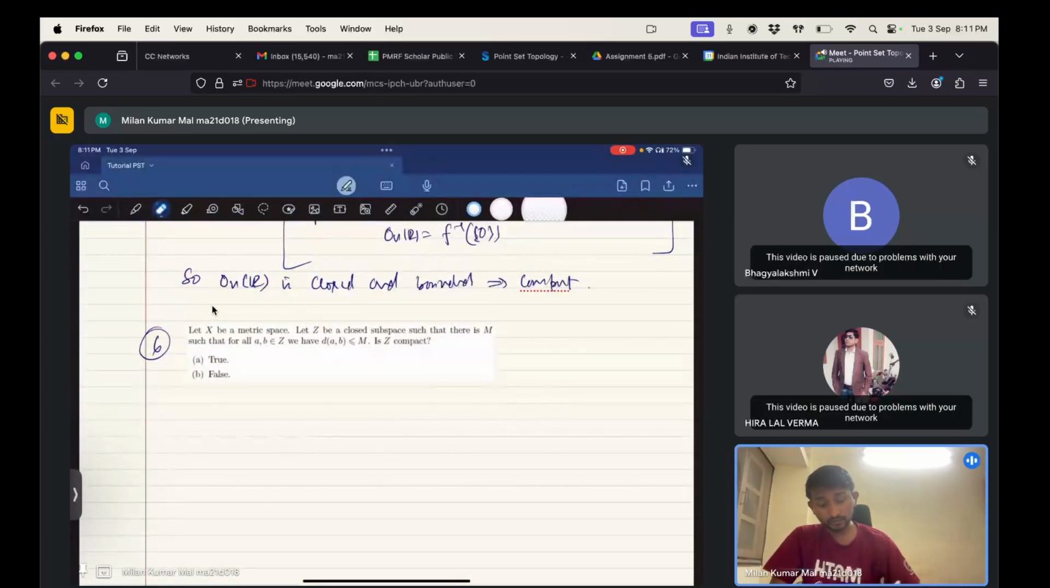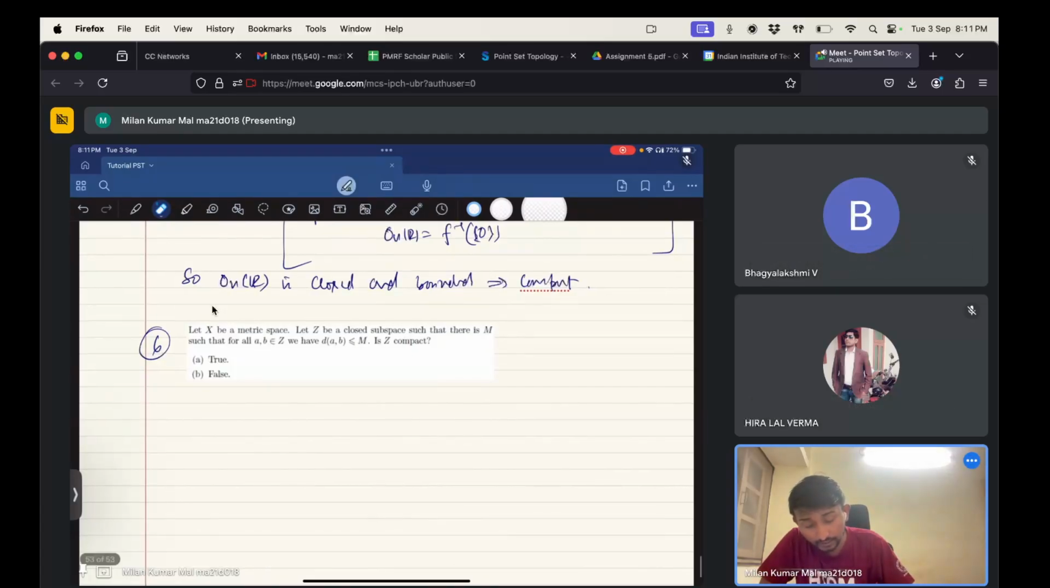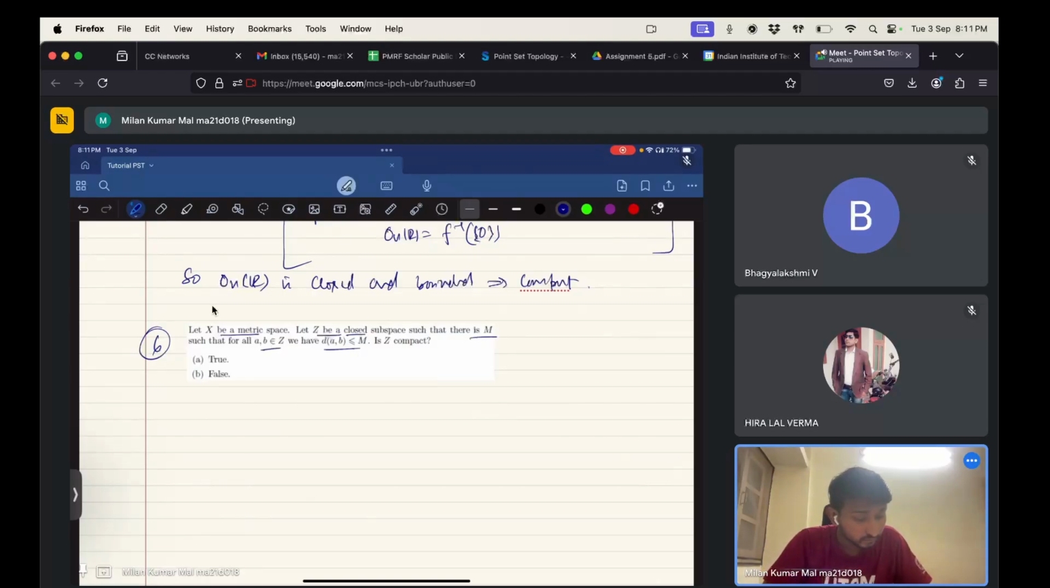This is the example of what I am saying: if I take a metric space and a set which is closed and bounded, that does not imply that the set is compact. Here X is a metric space, Z is a subset which is closed, and there is an M such that for any a, b in Z, d(a,b) is less than or equal to M. That means this is closed and bounded.